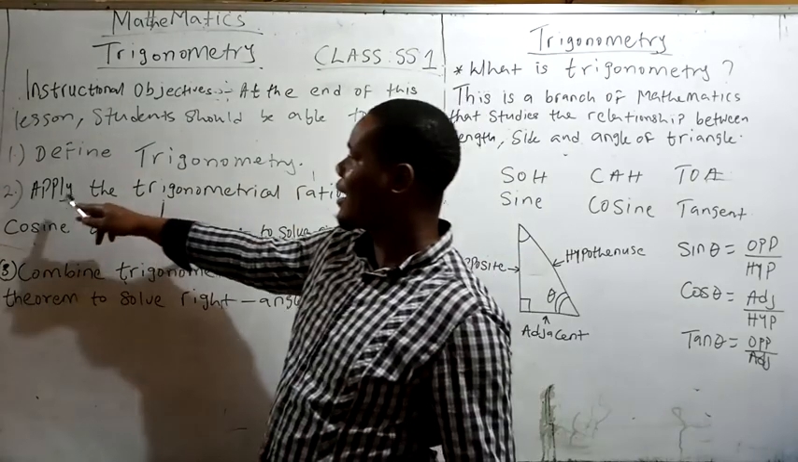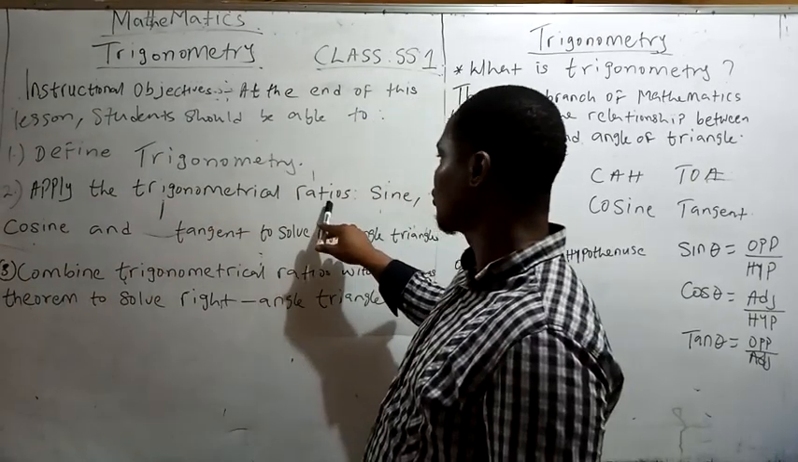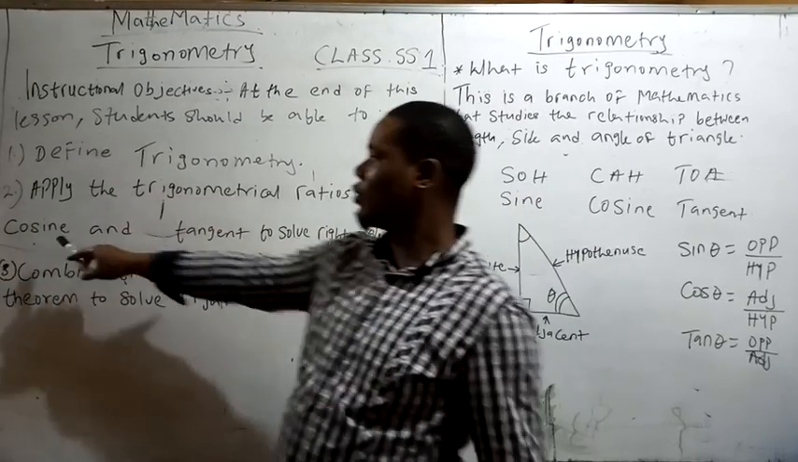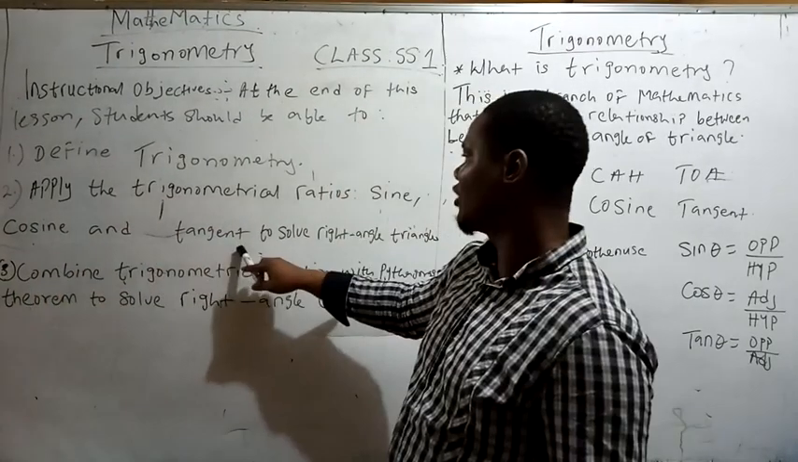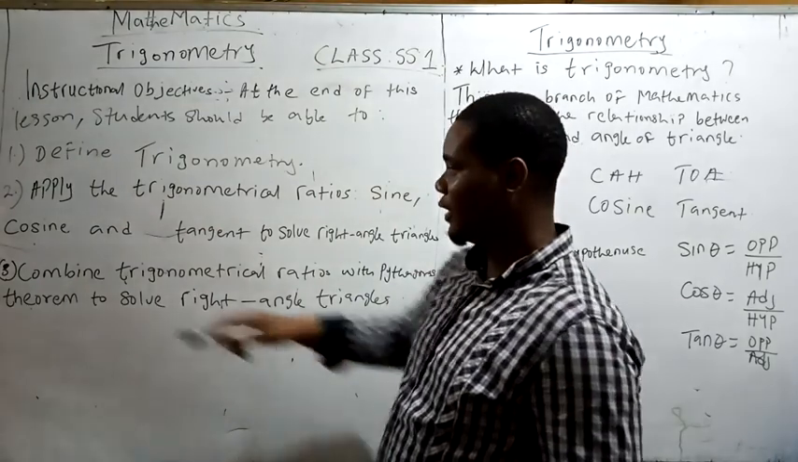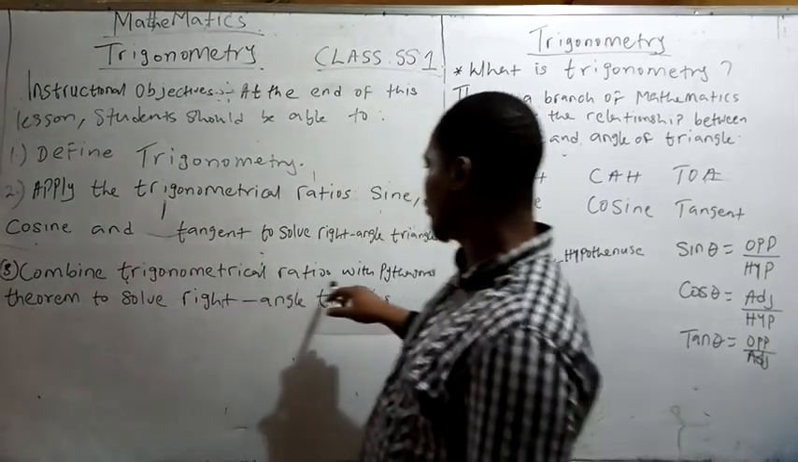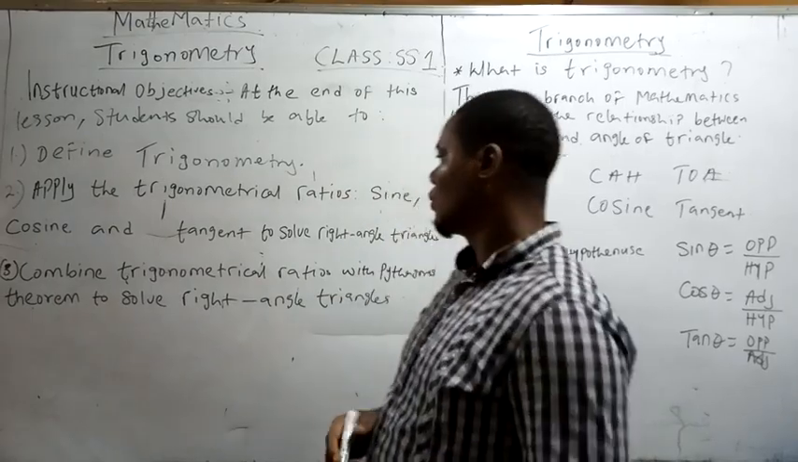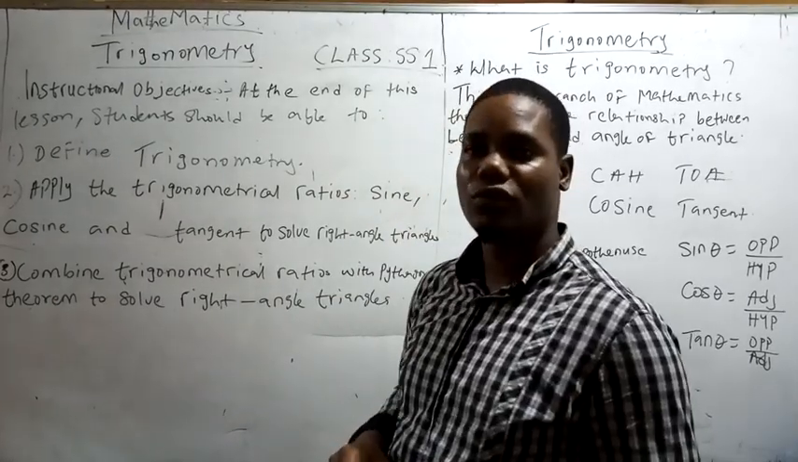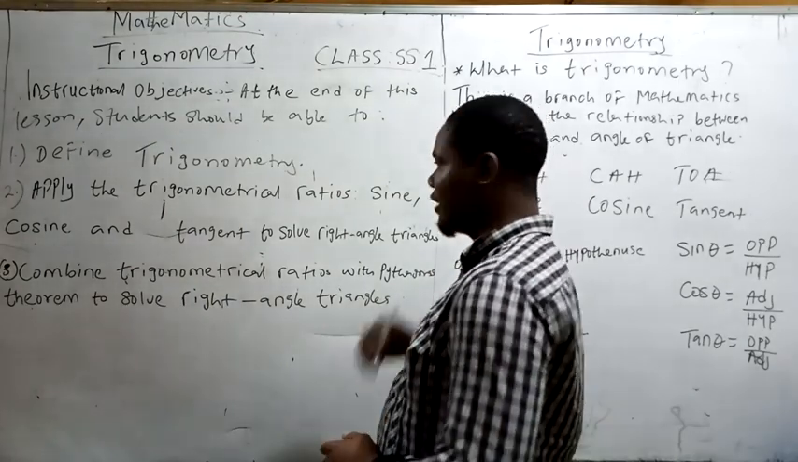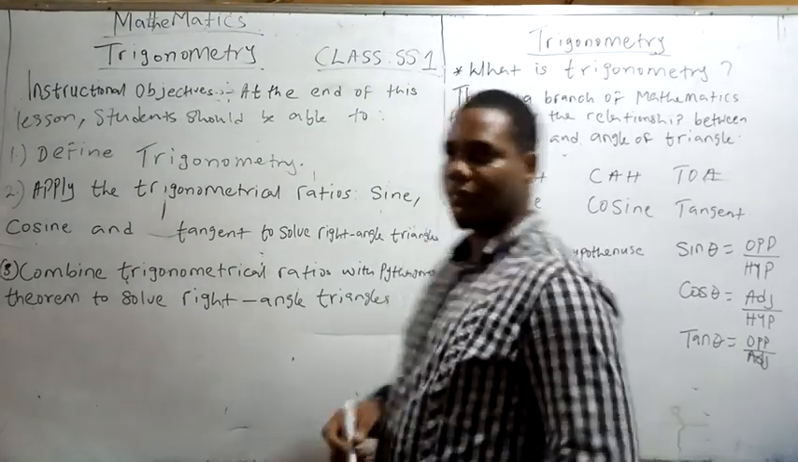2, apply the trigonometrical ratios that deal with sine, cosine, tangent to solve right angle triangles. 3, we'll combine trigonometrical ratios with Pythagoras Theorem to solve right angle triangles. So, let's take the class in full.